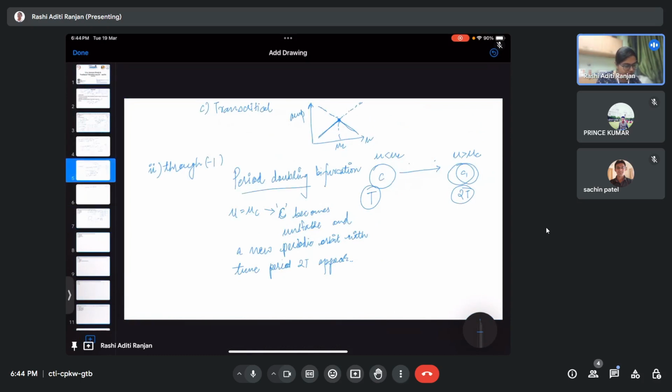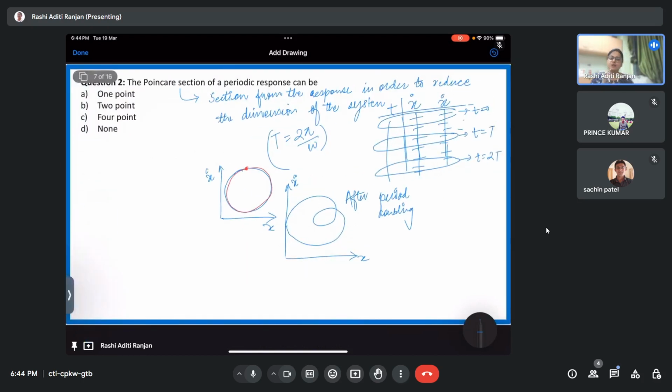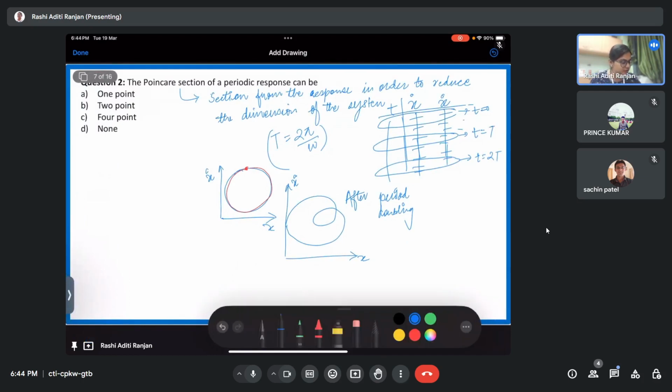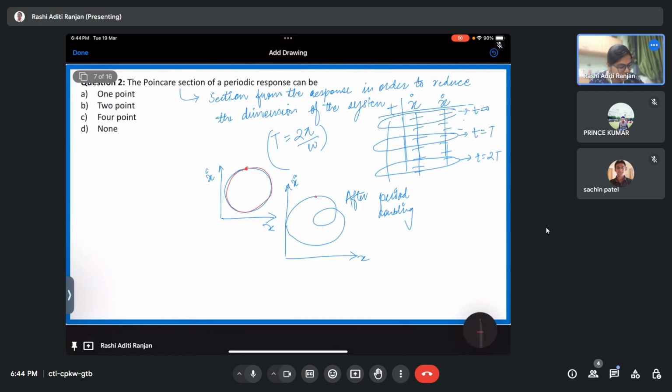In case of a period doubling bifurcation, the original orbit becomes unstable and a new periodic orbit with time period 2T appears. So now this has a time period of 2T. So what is going to happen? If I take the Poincare section, see, if I start from here, okay, this is at t equals 0. Now it will start covering like this. Now let us say that this is the point that I get at t equals capital T, and then again it travels like this, and this is what I get at 2T. Do you understand what I'm trying to say?